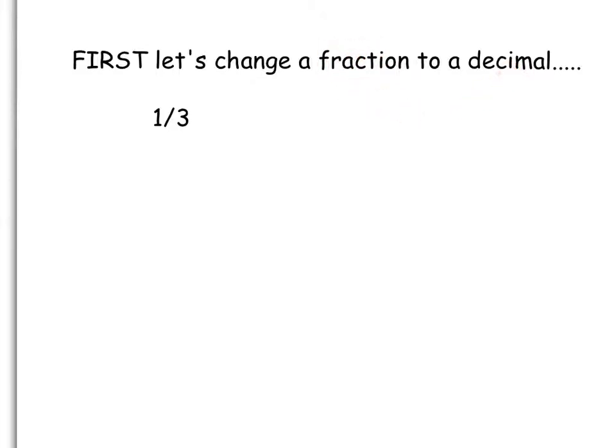Before we go from a decimal to a fraction, let's remind ourselves how to go from a fraction to a decimal. So I chose an easy one, 1/3. The fraction bar means division. So what this is really saying is 1 whole divided into 3 parts. So you divide 1 by 3. The 1 goes on the inside, the 3 goes on the outside.